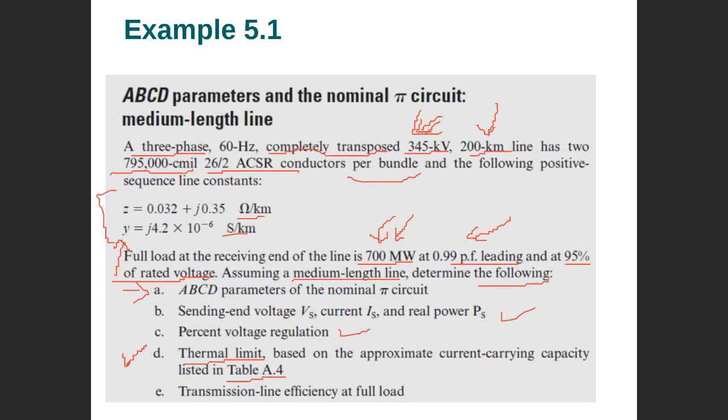Approximate current carrying capacity. So the thermal limit will be based on the current. Okay, please don't write on the slide. And then the transmission line efficiency at full load. All right, so let us look at these now.